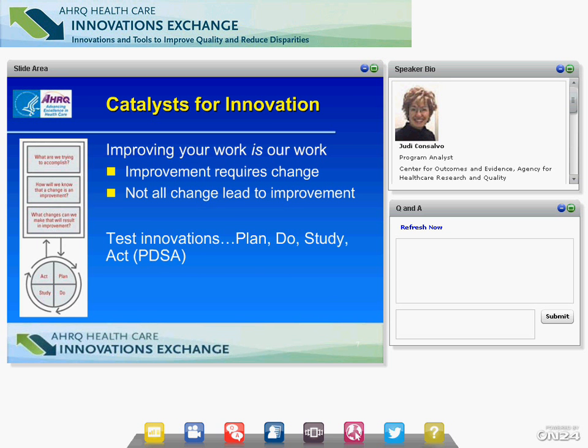Such is the focus of the Innovations Exchange. Embedded in improvement is change. Improvement requires change. However, we keep in mind that not all change leads to improvement, so we want to put a fine point on that target. The ability to develop, test, and implement innovation is essential for any individual, group, or organization that wants to continuously improve.